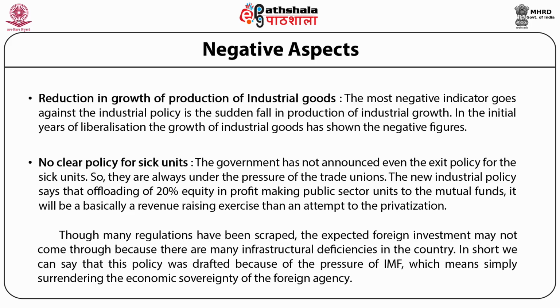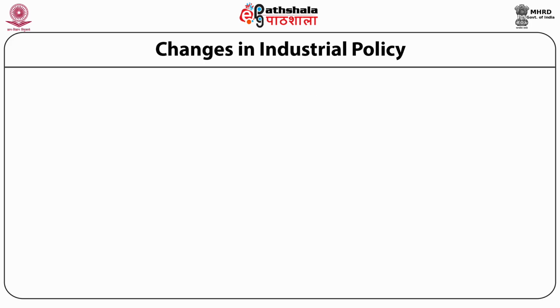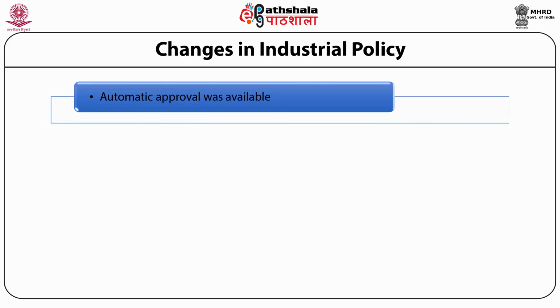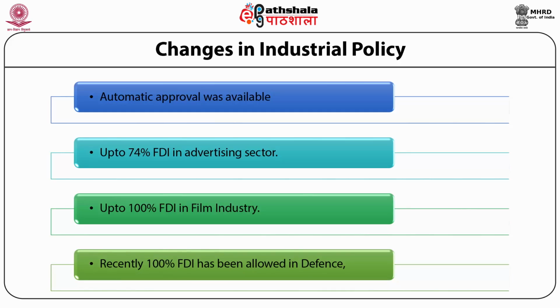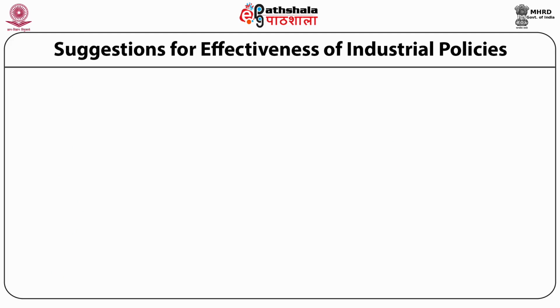In short, we can say that this policy was drafted because of the pressure of the IMF, which means simply surrendering the economic sovereignty of the country to a foreign agency. The recent changes in industrial policy after this 91 policy are that in so many sectors automatic approval was available. More than 74% FDI in the advertising sector was allowed. Up to 100% FDI in the film industry was allowed, and recently the government has announced 100% FDI in case of defense and insurance sector.